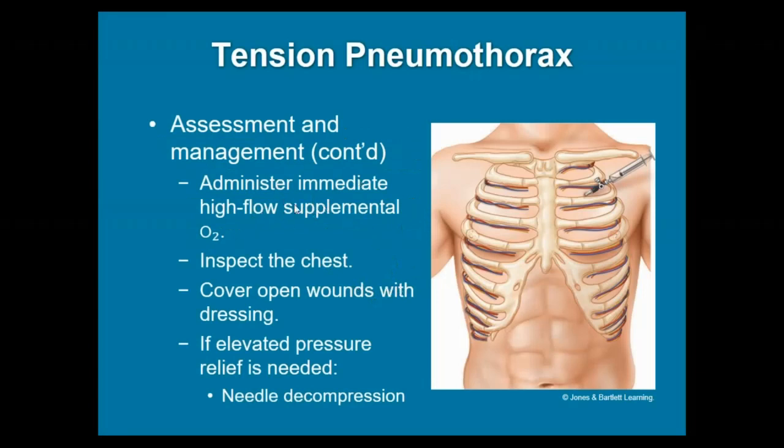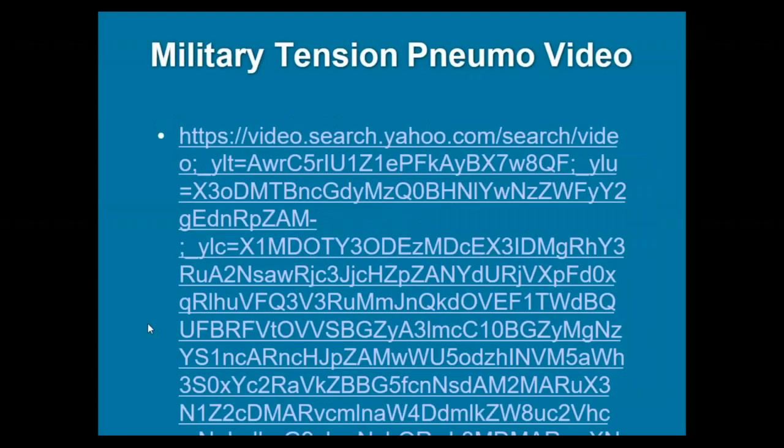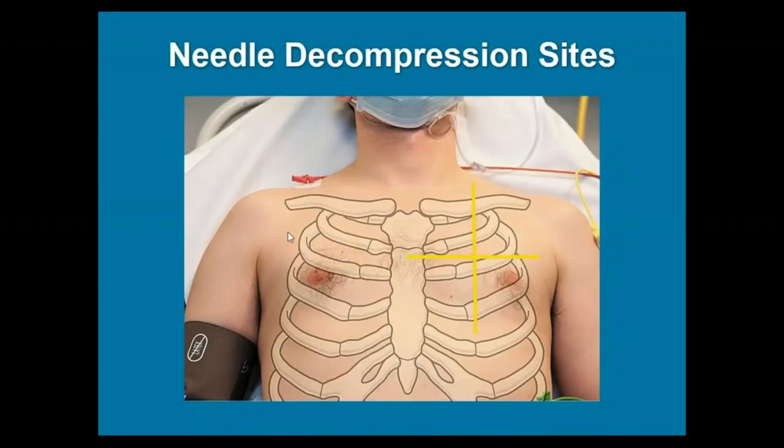We're going to get after the high flow O2 right off the bat, inspect chest, cover the open wounds with that 3-sided dressing, like I said, and then move on to needle decompression. There's a great video, the best one I've seen. It's a military video on tension pneumos and the insertion of an angiocath for decompression. Here's a picture I found that kind of has the landmark superimposed over the chest. That's what we're shooting for right there.